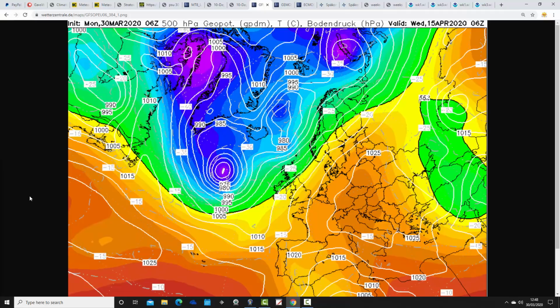We finish the GFS run on Wednesday the 15th of April. Low pressure then is starting to move back in from off the Atlantic, beginning to turn unsettled. But winds remain from a south-southwest direction, so it should be relatively mild.